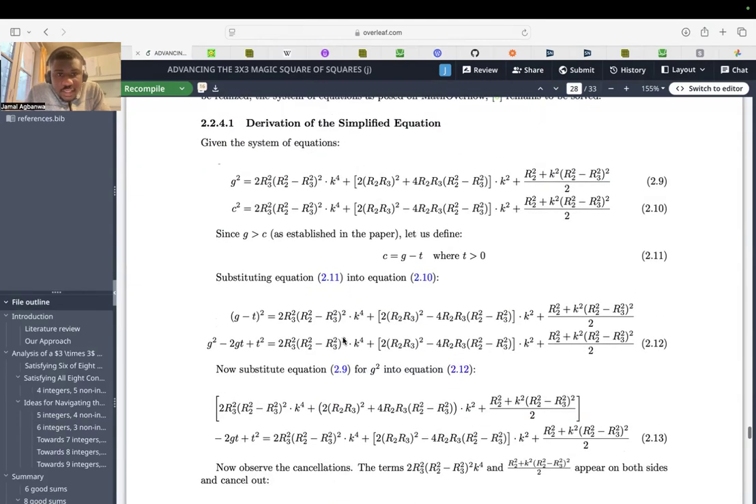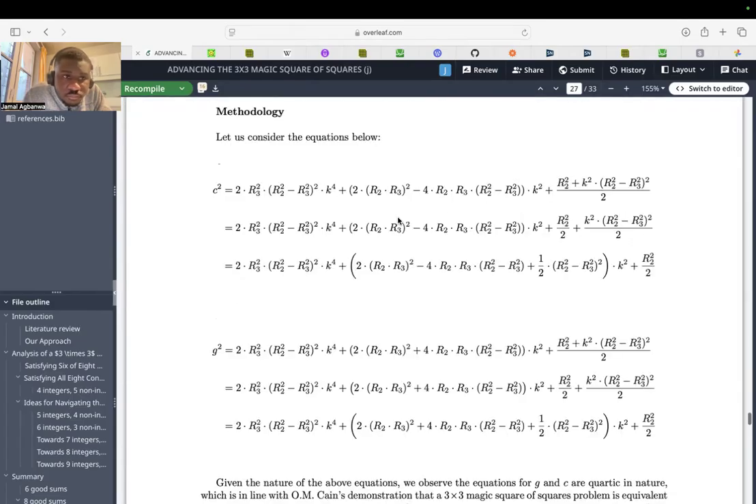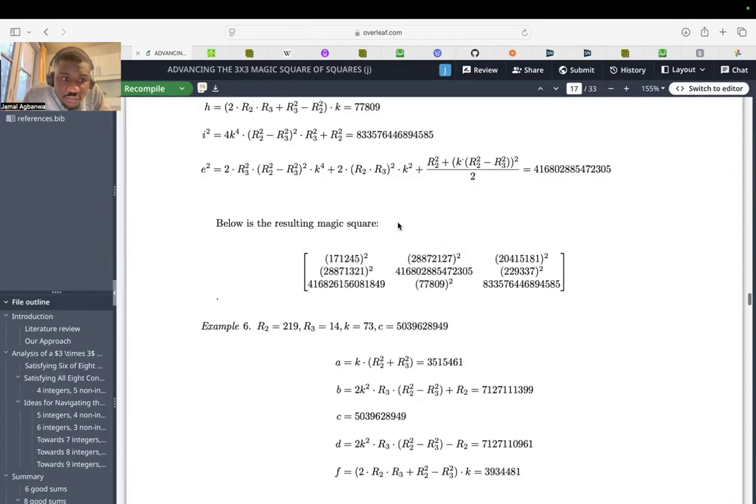So right now, I decided to work on g squared and c squared simultaneously, like solving them as a system. So we look at these two equations, and given the approach we took, g is bigger than c, as established in this paper. In fact, it isn't that g is strictly just larger than c, but it also has to do with symmetry. Because when you come over here, let's go to the first page.